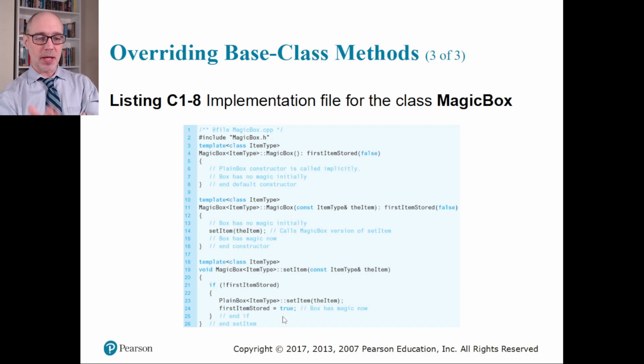But the important thing is now we have two different set item functions in the system. We have the set item for plain box that just always copies whatever you tell it. And then we have set item for Magic Box that ignores that after the first item gets stored. Two different versions of that. That's overriding or redefining a function that you've inherited from a parent class.